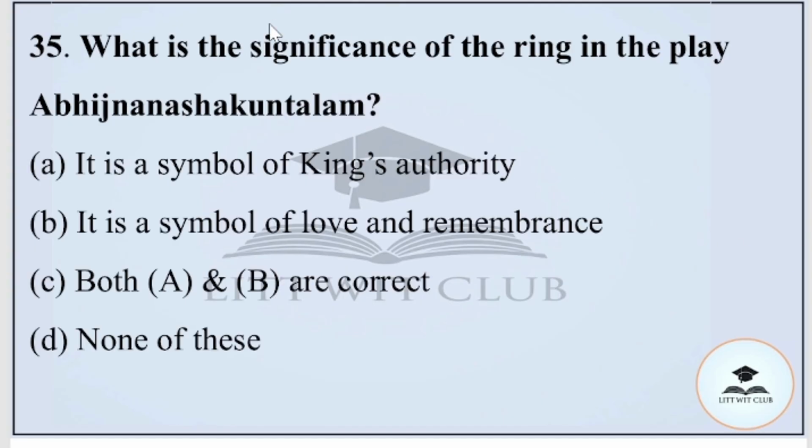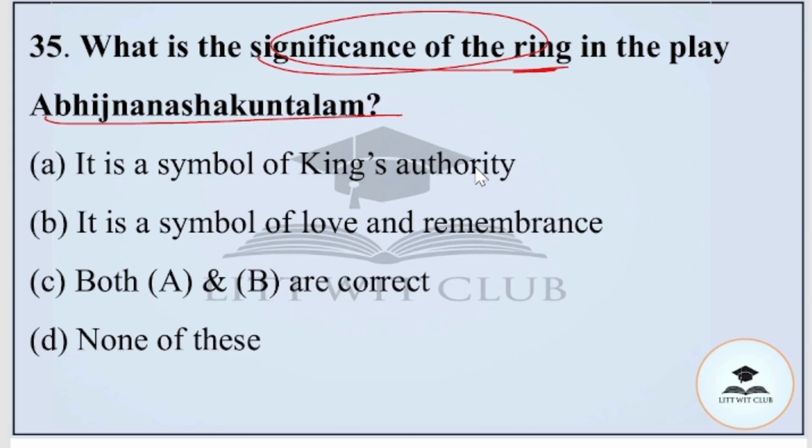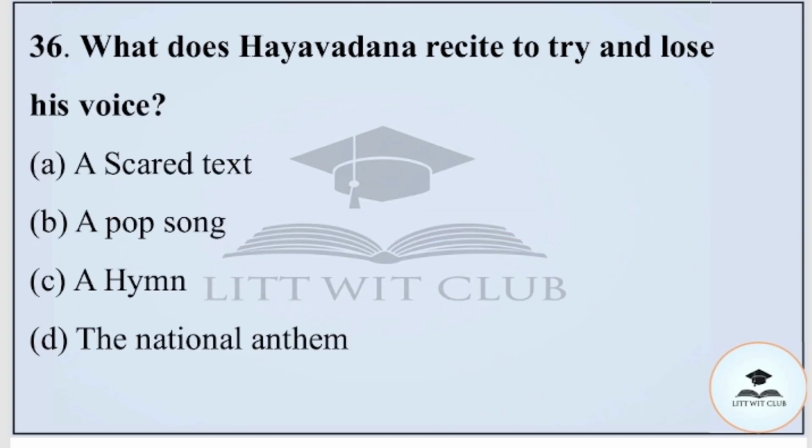Question number 35. What is the significance of the ring in the play Abhigyan Shakuntalam? Options are: A, it is a symbol of king's authority; B, it is a symbol of love and remembrance; or both A and B are correct; or none of these. And the correct answer is option number B, it is a symbol of love and remembrance.